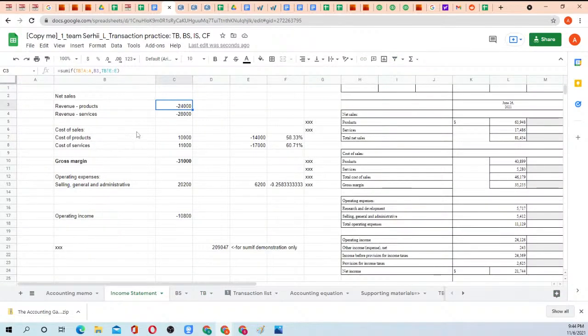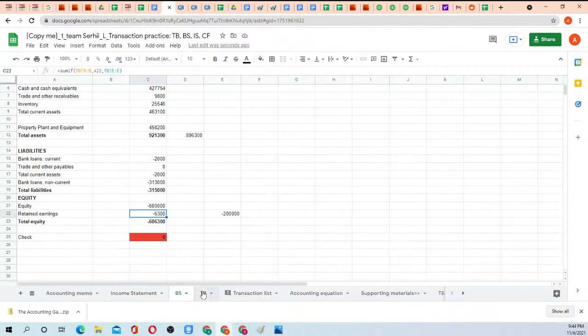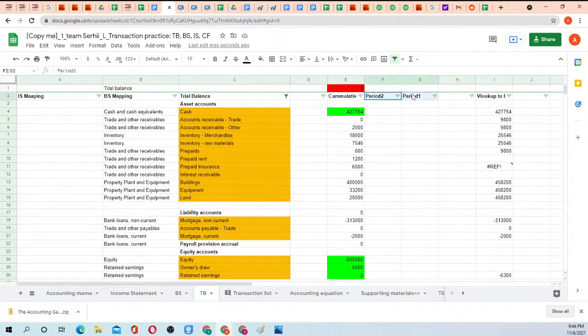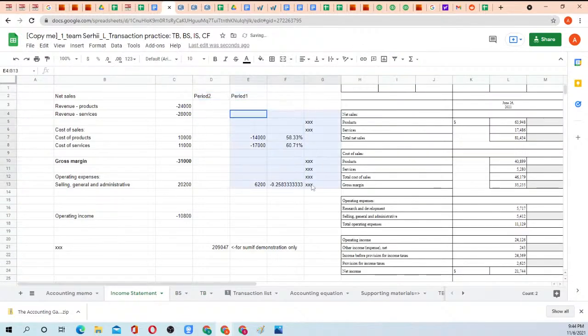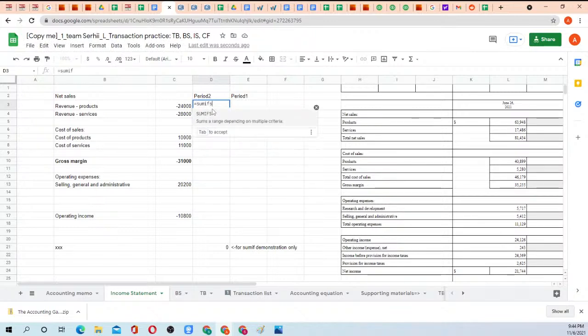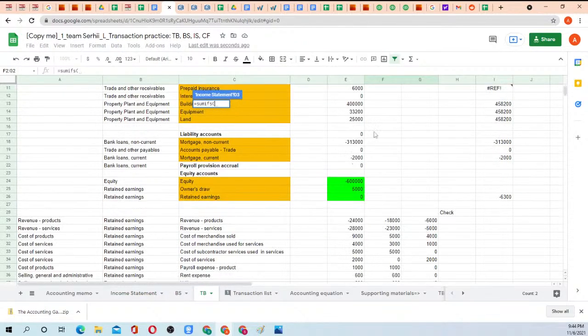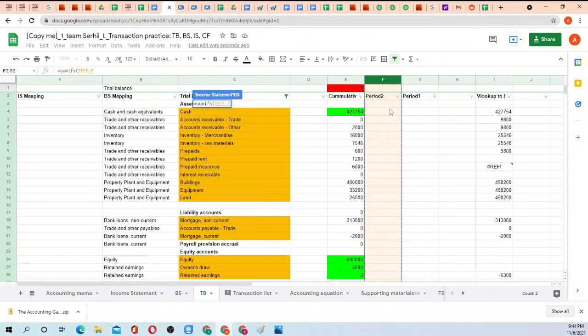Income statement. Okay, so we need to repeat the same exercise for the income statement. And I will do it pretty quickly here. SUMIFs. So I will use SUMIFs, and I will SUMIF from the trial balance account. And I will start with period 2. Let me think a bit. Yeah, that should be period 2, and then comma.